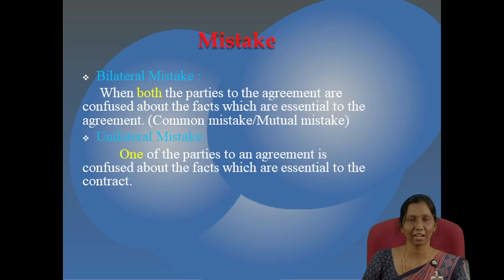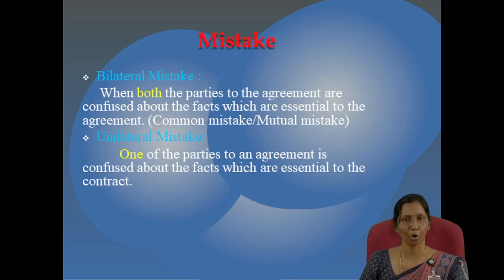Last is bilateral and unilateral mistakes. Bilateral means both the parties do not have any awareness, they are confused about the facts. Both the promisor and the promisee are confused about the facts. That is, they made a common mistake, so we can say it is a bilateral mistake. Other names for bilateral mistake are common mistake and mutual mistake.